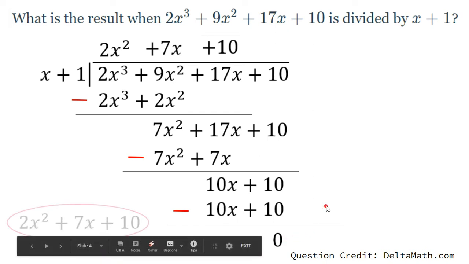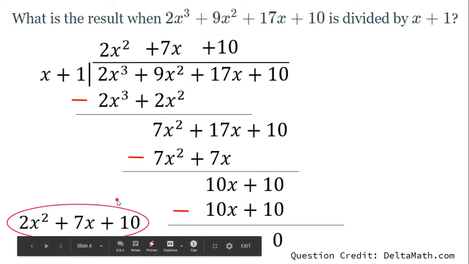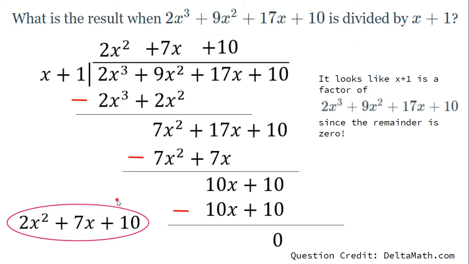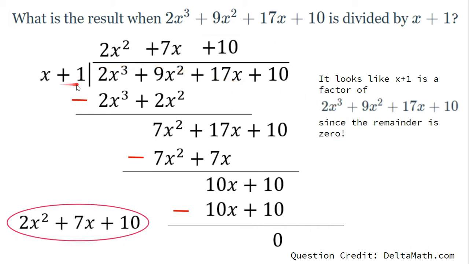So in this case, we've ended with a remainder of 0, and our quotient is what we see up here, the 2x squared plus 7x plus 10. So we've actually found something that divides evenly, okay? So we can use the same phrasing that we use for integers. It looks like x plus 1 is a factor of this cubic, since the remainder is 0. Just like on the previous screen, we would have said that 5 is a factor of 65 because it goes in evenly, right? It went in 13 times.